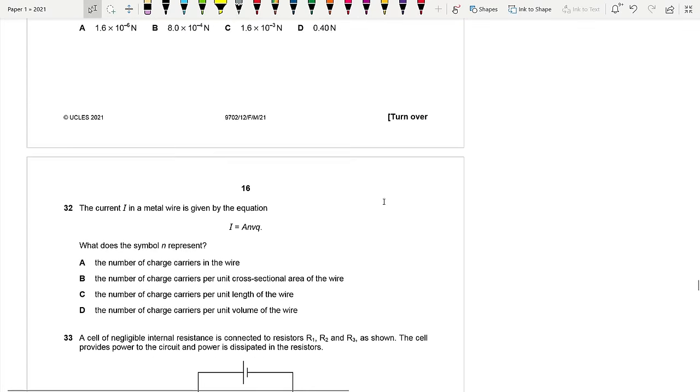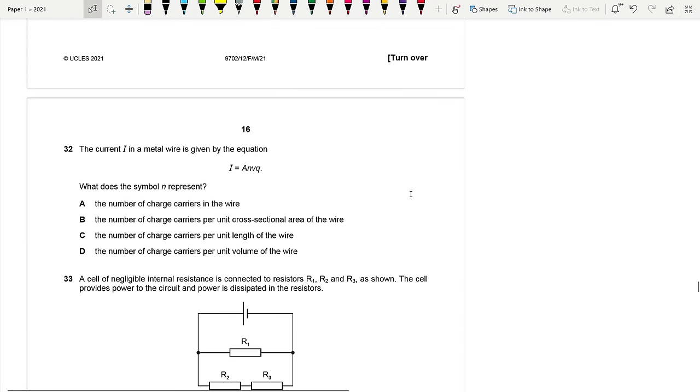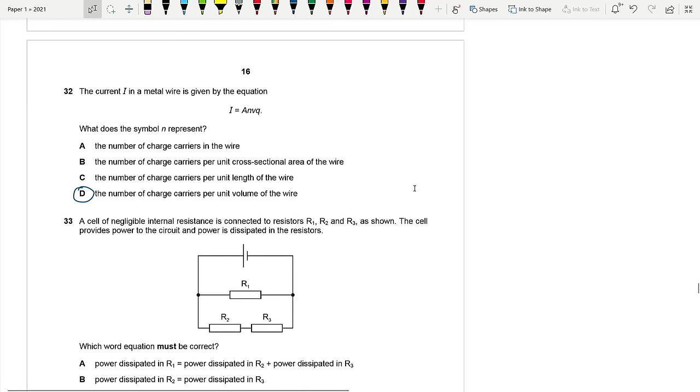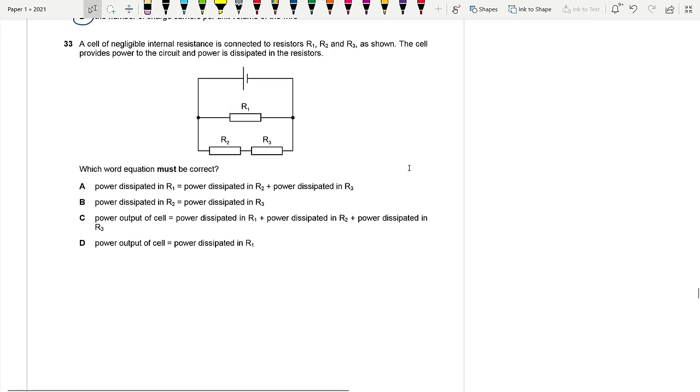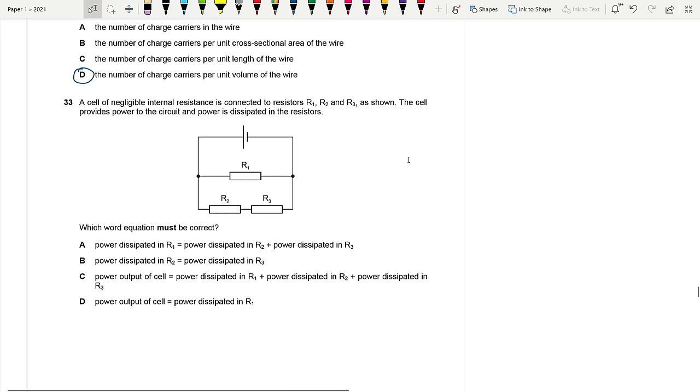So, moving on to 32. I is equal to nAvq. It's actually the number density of charge carriers, or the number of charge carriers per unit volume. You guys need to remember that. 32 is a common question. 33. A cell of negligible internal resistance is connected to resistors R1, R2, and R3 as shown. The cell provides power to the circuit and power is dissipated in the resistors. Which word equation must be correct?